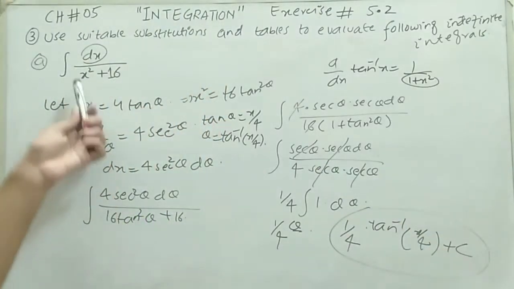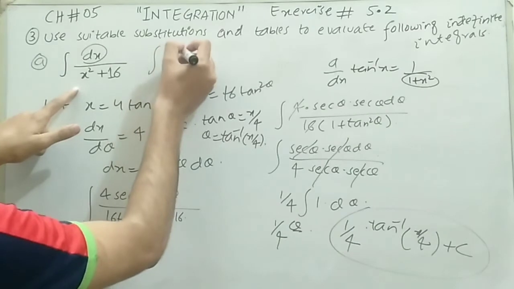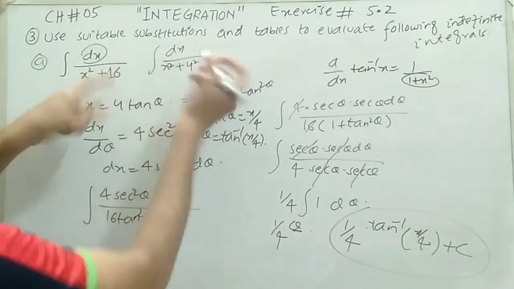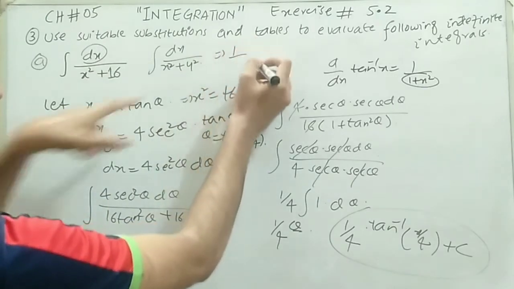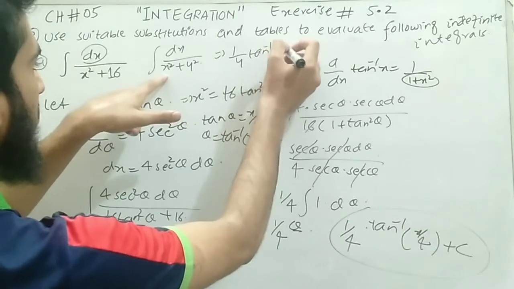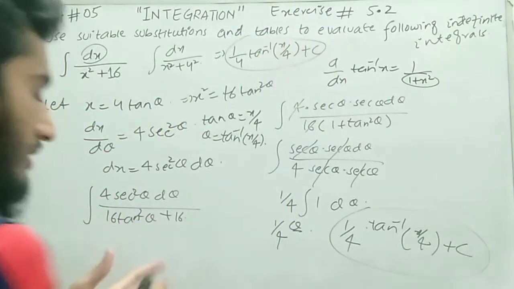We can also solve this type of integral within one step by using the trick. Here it is the integral of dx divided by x square plus, let's suppose, we can write as 4 square. So it is the formula which is equal to 1 over a tangent inverse x divided by a, where x is x and a is 4, plus a constant of integration. So this is the solution through the trick method.